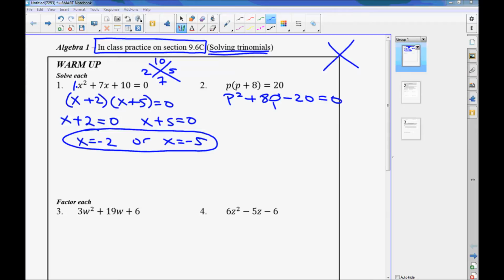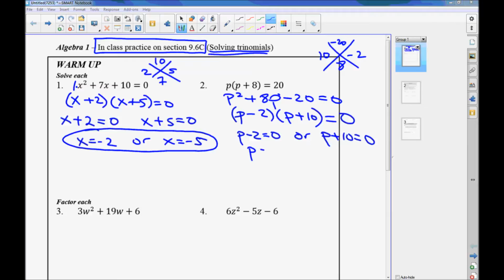So the trinomial is going to be set equal to 0, and then we factor. So in this case, two things that multiply to -20 and add to +8. That's going to be 10 and -2. So this will factor into (p - 2) times (p + 10), and they multiply to make 0. So one of those numbers must be 0. So either p - 2 is 0 or p + 10 is 0. So when I solve these expressions individually, we get 2 or -10.